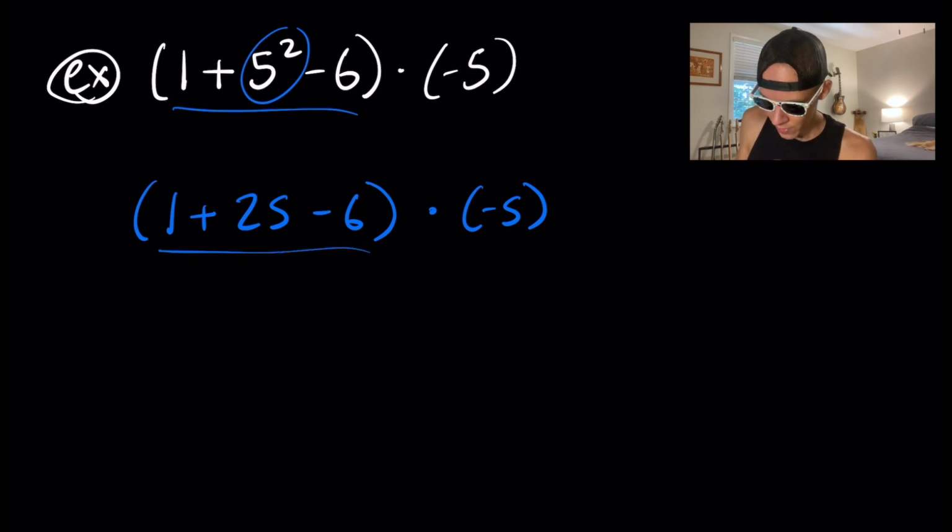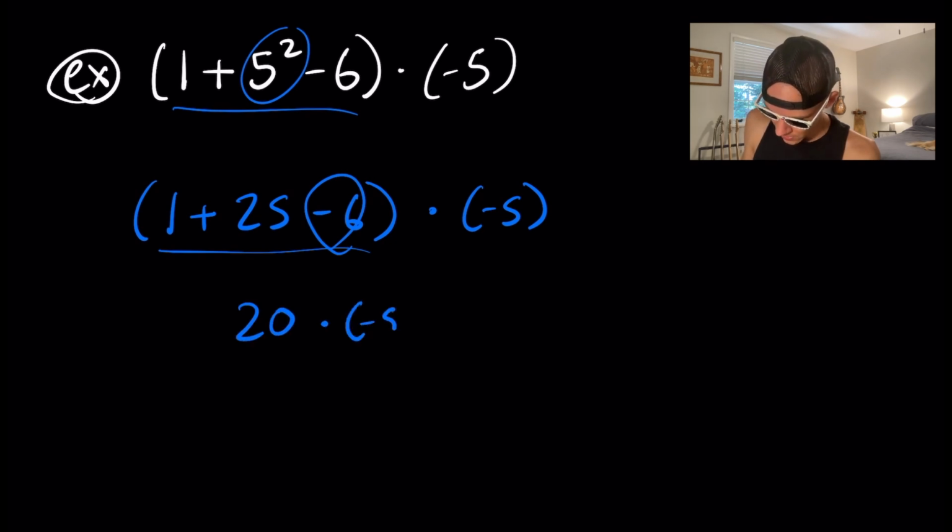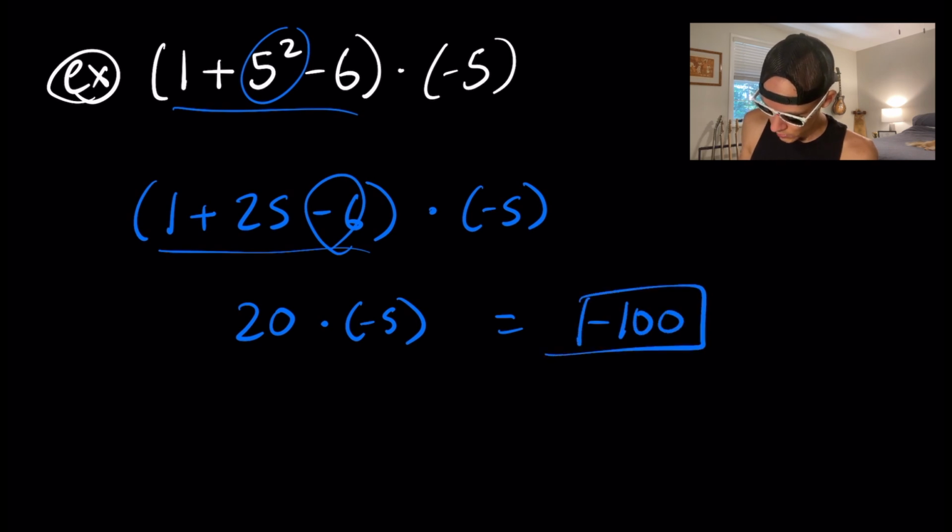I'll finish out what I have left in this parentheses. So 1 plus 25 is 26. And then minus 6 is going to put us back down to 20. So I'll have 20 times negative 5. And that's going to be a negative number. So 20 times 5 is 100. And we'll make that a negative 100.